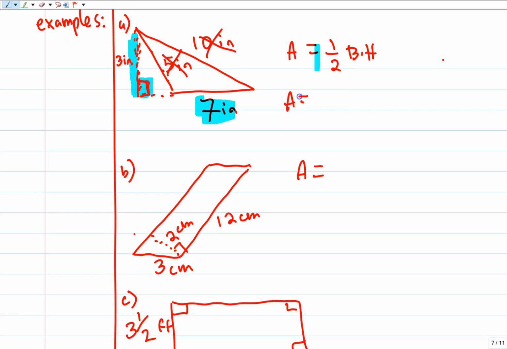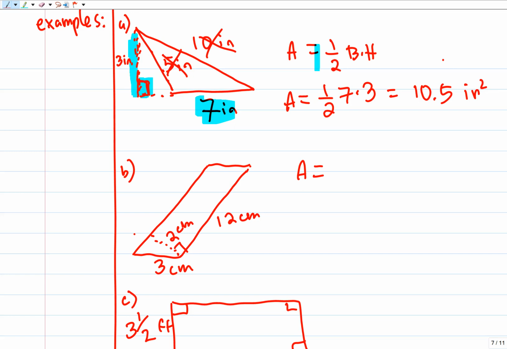So my area is 1/2 times 7 times 3, or as a decimal, 10.5 units squared. Well, this time we have inches, so square inches.